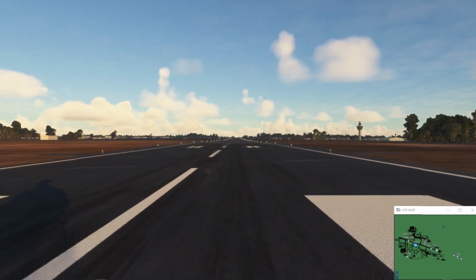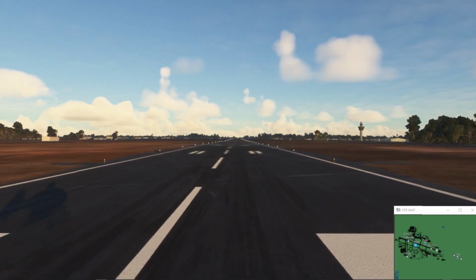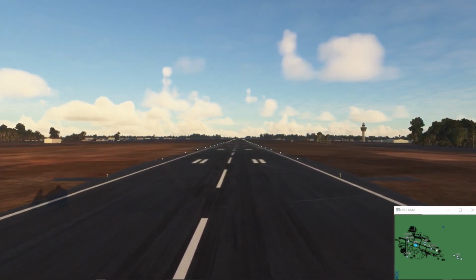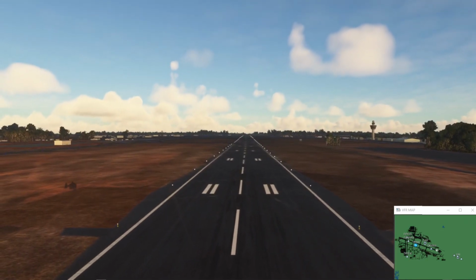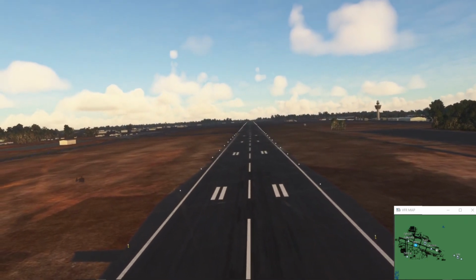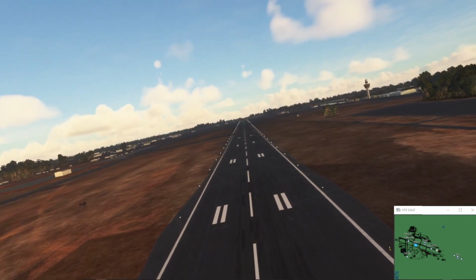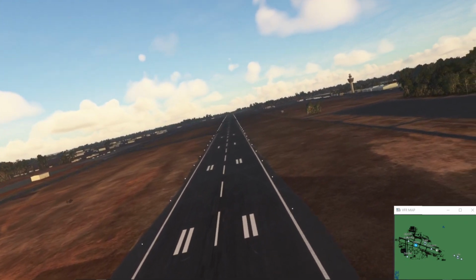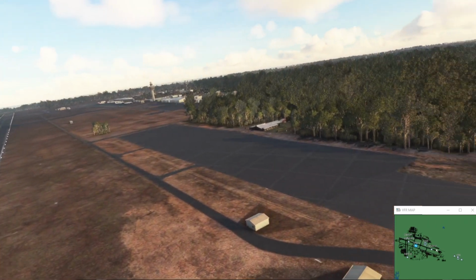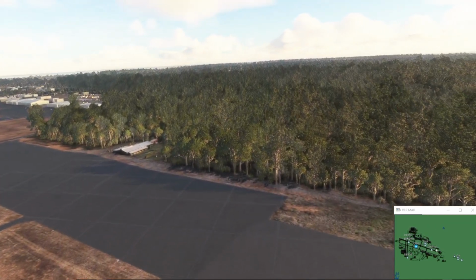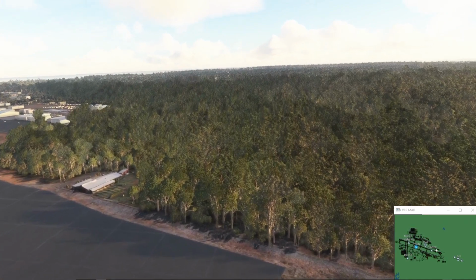We're just going to take off from the Darwin International Airport and head north. Darwin is a city with a population of 150,000. It used to be called Palmerston after a British Prime Minister, and in 1911 it was renamed to Darwin.